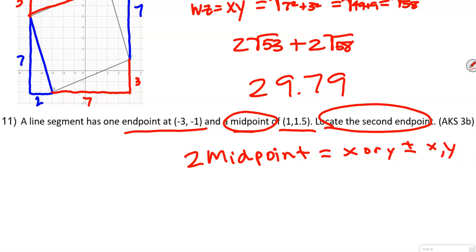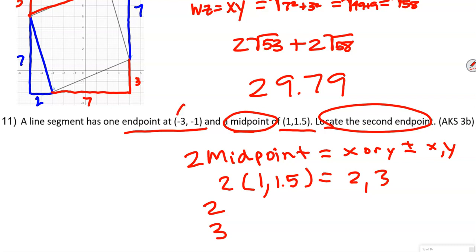Okay, so what do I mean by that? So if we do 2 times the 1 comma 1.5, that gives us 2, 3, right? So we're going to set that equal to 2, 3 over here on our left side. This is our X, that's our Y, so we're just going to say equals X minus 3 and equals Y minus 1. Now, how do we get rid of a negative 3? We add 3 to both sides, right?